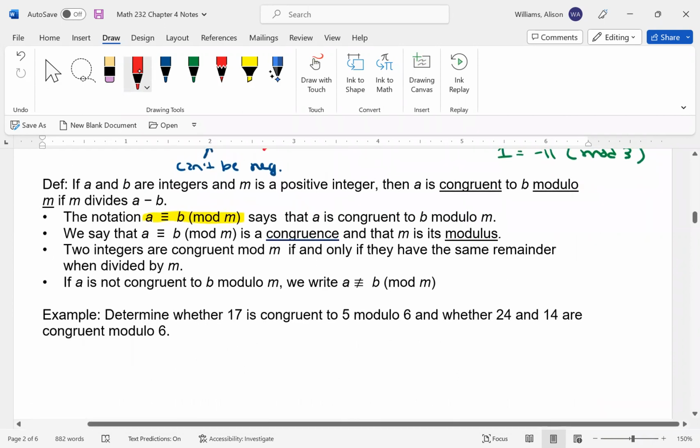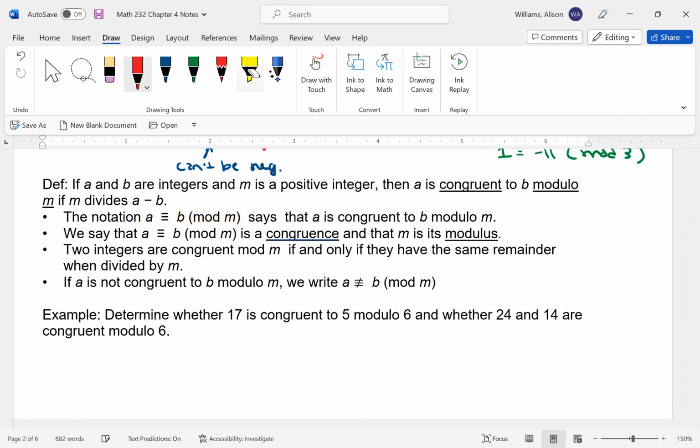Oh, real quick, I did want to point out that this important theorem also mentions that A is congruent to B modulo M if M divides their difference. So that means we can easily subtract the two numbers to see if they are congruent modulo M. Let's try. In this example, let's see if 17 is congruent to 5 modulo 6. So I'm going to subtract 17 minus 5. That gives me 12.